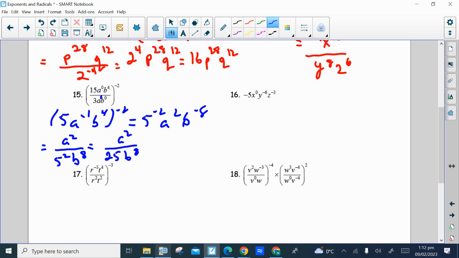So if the exponent is negative, and it's the power of a number like 5, it doesn't matter if the base is a number or a variable, a number or a letter. If the exponent is negative, you have to make it positive by moving it from either the top to the bottom or the bottom to the top.